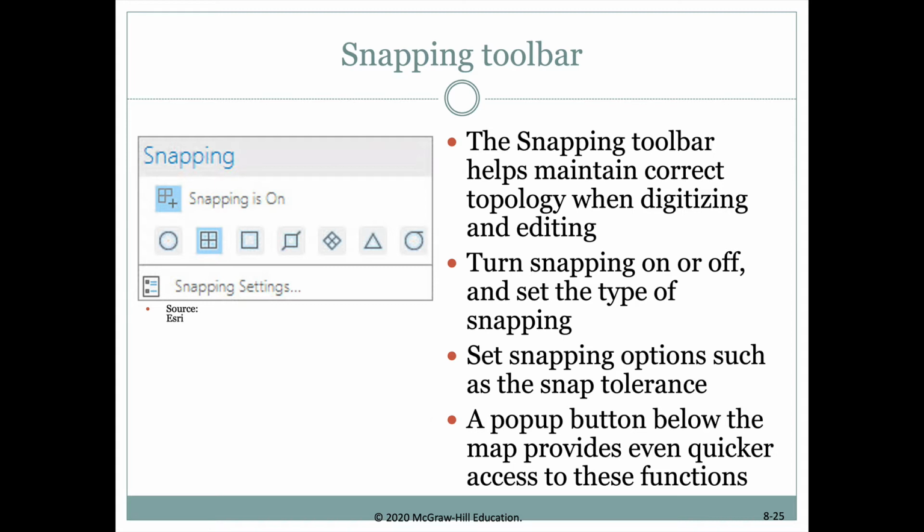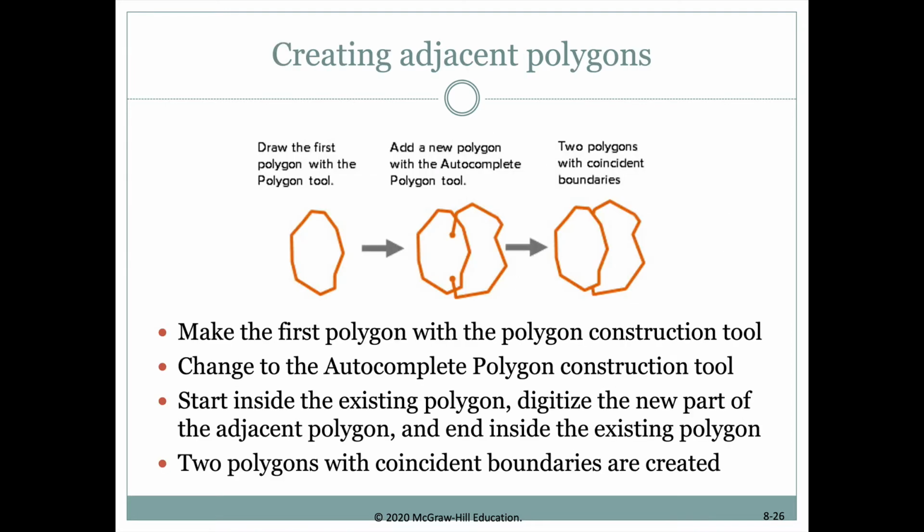But snapping is not always what we need to use in order to, for example, create adjacent polygons where in the end they're going to have one coincident boundary. This boundary here is going to be the boundary between those two different polygons. If you're interested in creating two polygons, this is kind of a good workflow to go through.